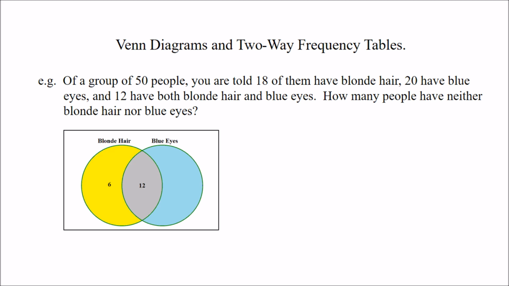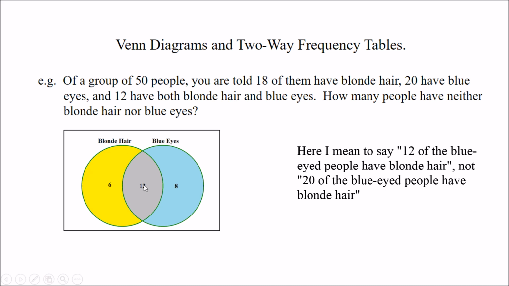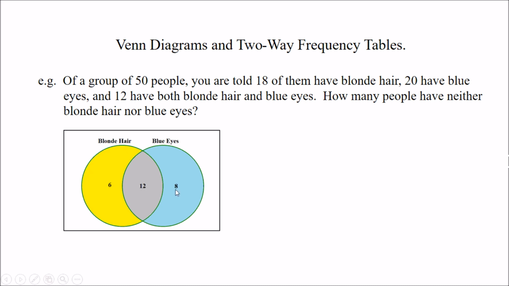The area in gray represents the 12 people that have both blonde hair and blue eyes. Next, I can figure out that 6 blonde-haired people do not have blue eyes, because if 18 have blonde hair and 12 of them have blue eyes, there must be 6 additional blonde-haired people that do not have blue eyes. Similarly, we were told 20 people have blue eyes. Well, if 12 of the blue-eyed people have blonde hair, there must be 8 of the blue-eyed people that have some other color hair. And finally, since we know that the group totals 50, 6 plus 12 plus 8 is 26, plus 24 gives me my complete set of 50.